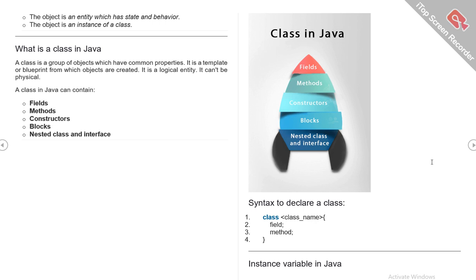So what is a class in Java? A class is a group of objects which have common properties. It is a template or blueprint from which objects are created. It is a logical entity and it can't be physical. A class in Java can contain fields, methods, constructors, blocks, nested class and interface. Syntax to declare a class: class, class name, field, method.